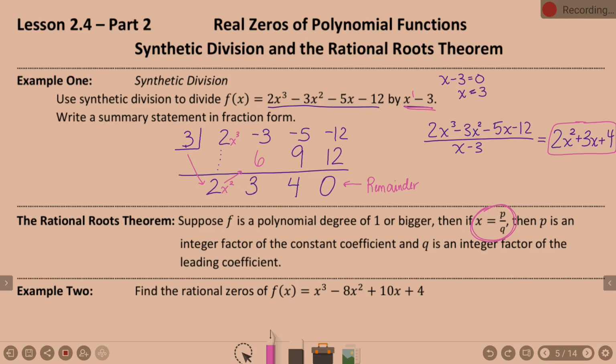Okay? Notice, p is an integer factor, so it's a factor of the constant, whatever your constant is in the original problem. And q, integer factor, so it's a factor of the leading coefficient of the problem. Okay? So that's what we're going to use. And that's going to help us find our possible rational roots or potential rational roots. And then we're going to work through testing them. Which ones truly are rational roots, which ones are not. Okay? So, let's go down into example 2.